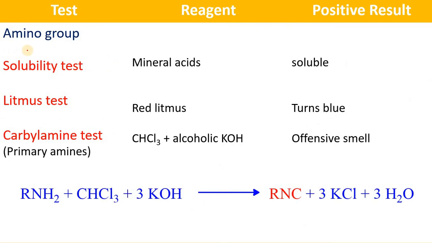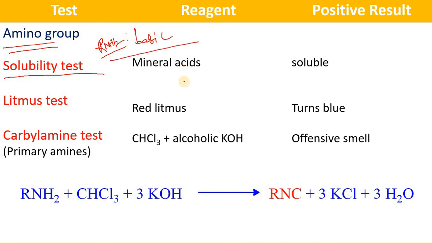And the amino groups can be identified by using solubility test, litmus test, carbylamine test, azodye test, nitrous acid test, and also Hinsberg test. Let us take solubility test. Amines are basic in nature, so these are soluble in acids. If you take mineral acids such as HCl or HNO3 or H2SO4, in these acids, amines are soluble.